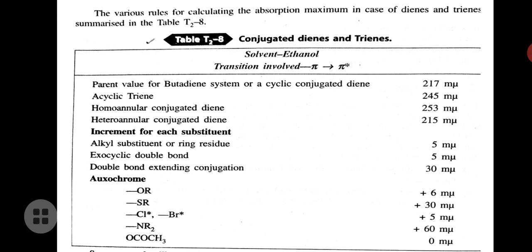For auxochrome, for OR, 6 millimicron. For SR, plus 30 millimicron. For Cl or Br, it is plus 5 millimicron. For NR2, it is plus 60 millimicron. For OCOCH3, it is 0 millimicron.